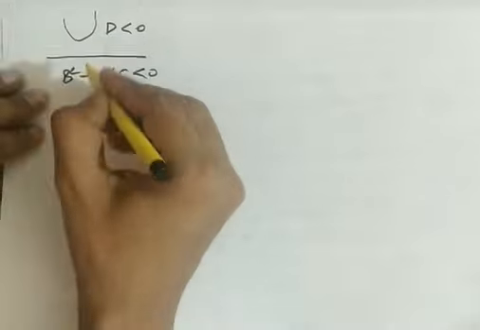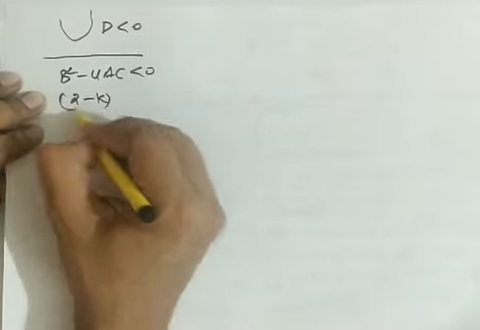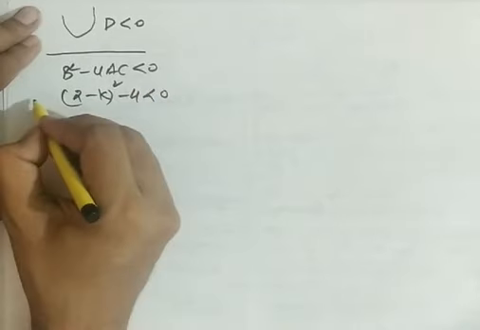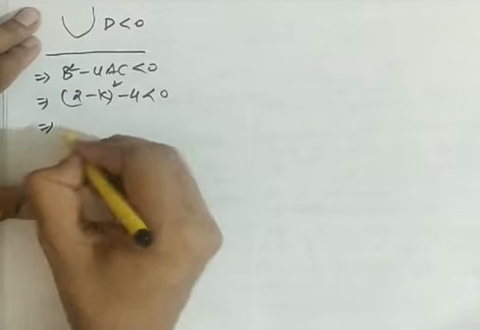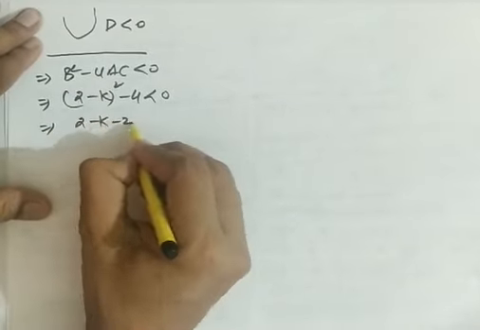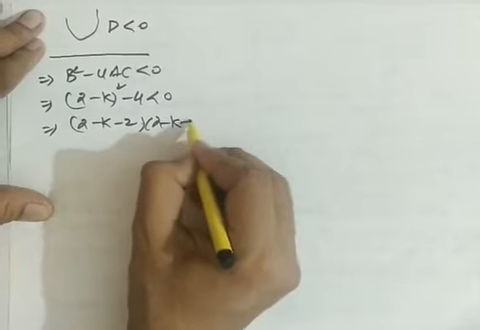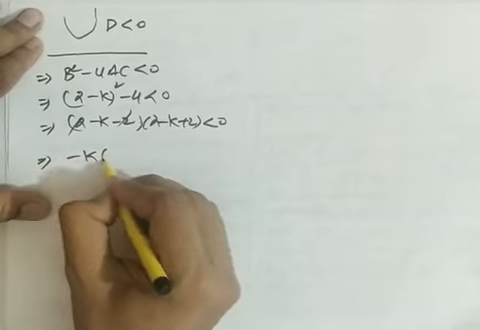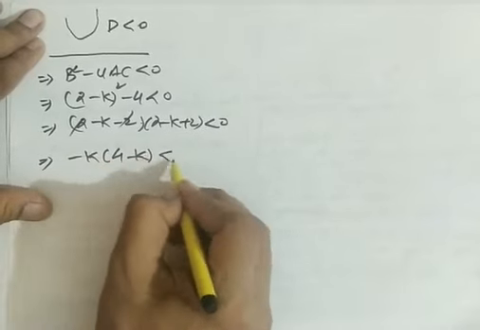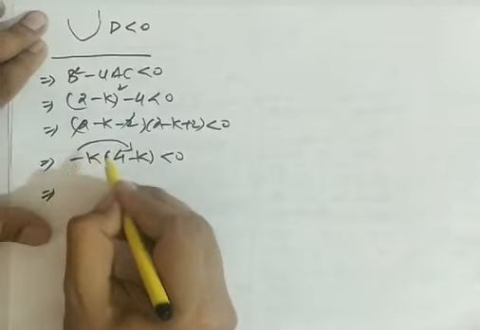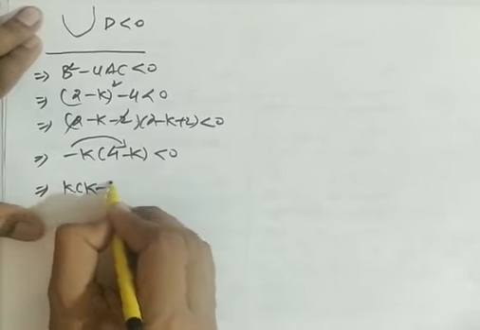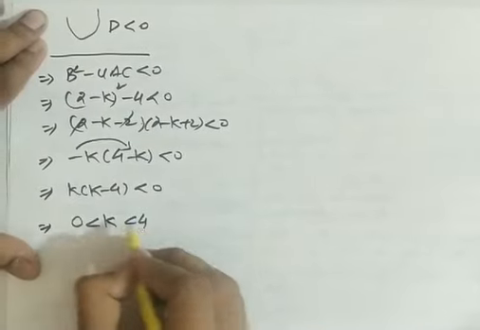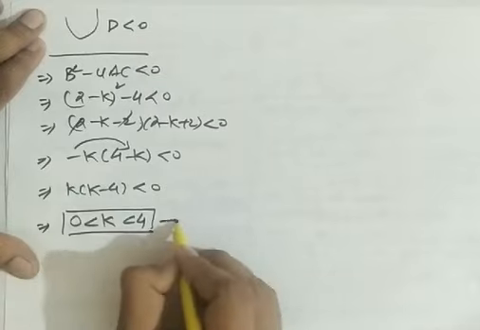So that means (2 minus k) whole square minus 4 should be less than 0. That means (2 minus k minus 2) into (2 minus k plus 2) should be less than 0. That means this is cancelled. Minus k into (4 minus k) should be less than 0. Let me multiply this minus sign inside the bracket. So this will give k into (k minus 4) should be less than 0. So that means k should be between 0 and 4. This is the answer for the B inequality.